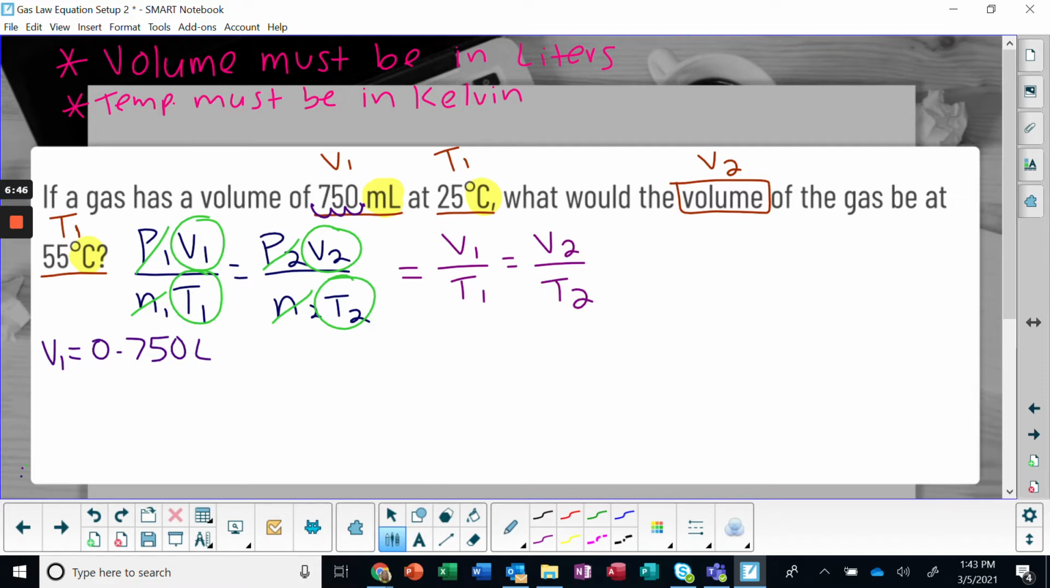To change temperature from degrees Celsius, we must add 273 to it. Alright, so 25 plus 273, and we get T1 is going to equal 298. Okay. And remember, I like to get rid of numbers once I'm done with it. And then we'll do 55 plus the 273.